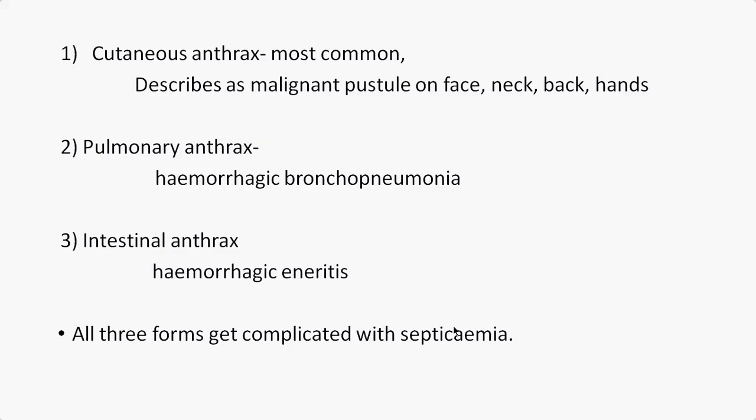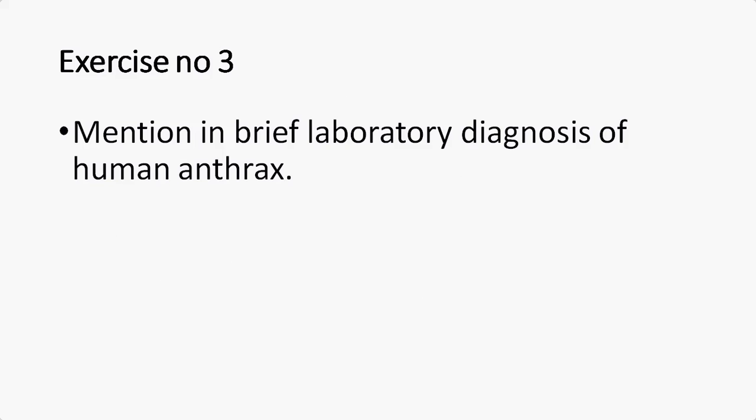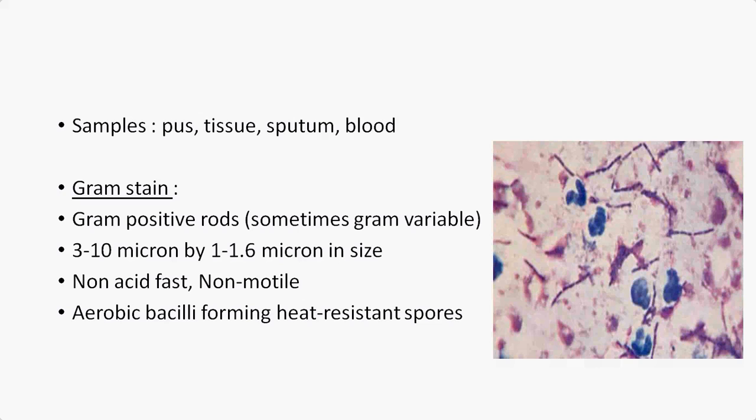This is a complication of all three anthrax phases. Mention in brief the lab diagnosis of human anthrax. So we are considering human anthrax. When we are considering human anthrax, we have to know whether it's a cutaneous anthrax, a pulmonary anthrax or a septicemic anthrax. So in that case, we have to take a particular sample like pus, tissues, sputum or blood.